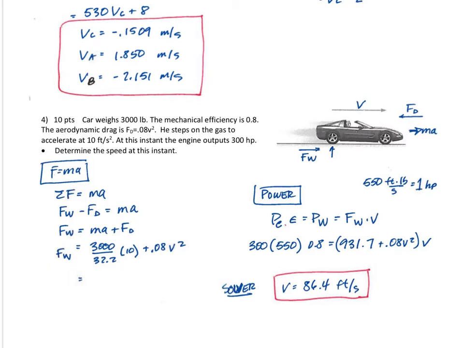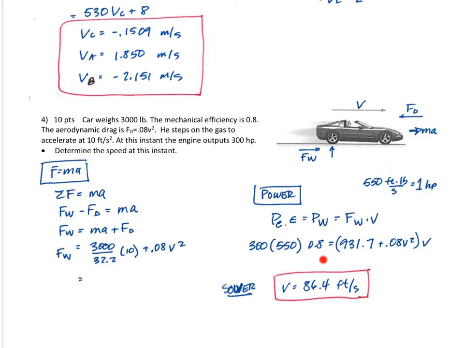Then I look at the power of the engine times the efficiency is equal to the power of the wheels, and the power of the wheels is equal to the force of the wheels times the velocity. So this extended equation is really the basis of the power equation, or the power understanding.